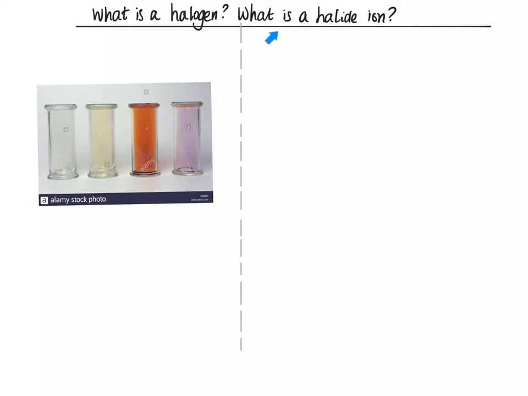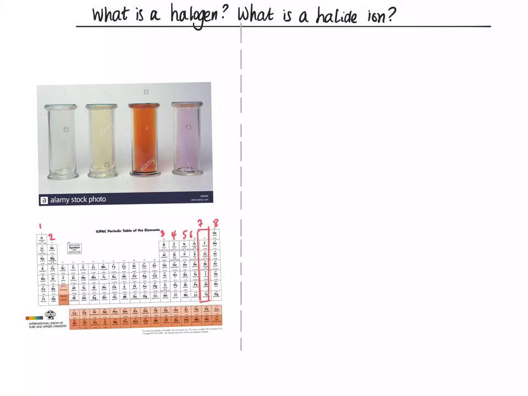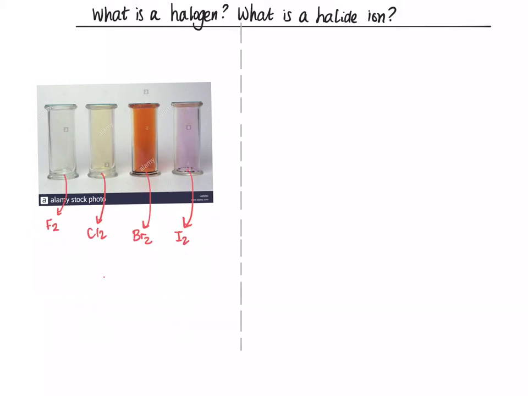So what is a halogen and what is a halide ion? So in this picture we have fluorine, chlorine, bromine and iodine. The halogens are the elements that are found in group 7 of the periodic table. These are all halogens and they're all found in group 7 of the periodic table. They exist as pairs of atoms, so fluorine is F2, chlorine is Cl2, bromine is Br2 and iodine is I2.